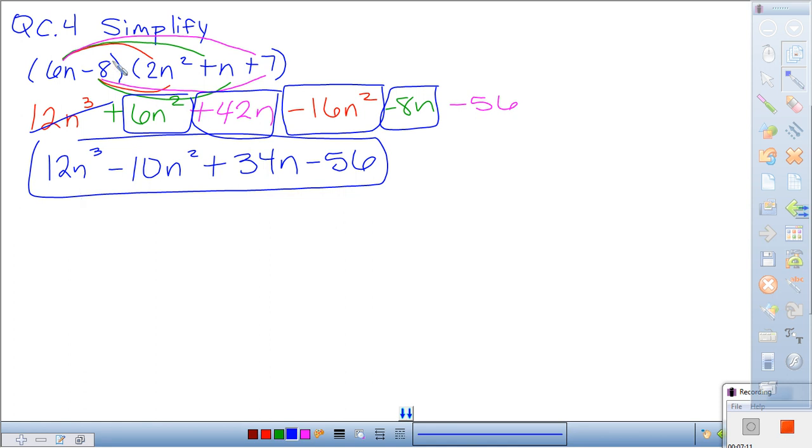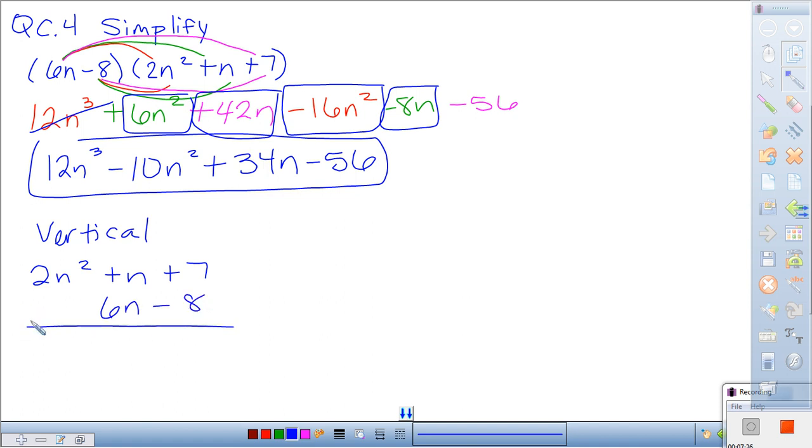Now with vertical, with horizontal, it's nice to have the binomial first. It's just usually easier. But if you're going to do the vertical method, it's usually easier to have the trinomial on top. That way you're doing less multiplying, or less work, I guess. So we have 2n squared plus n plus 7 on top, and then 6n minus 8 on the bottom. Remember, we just multiply like normal.